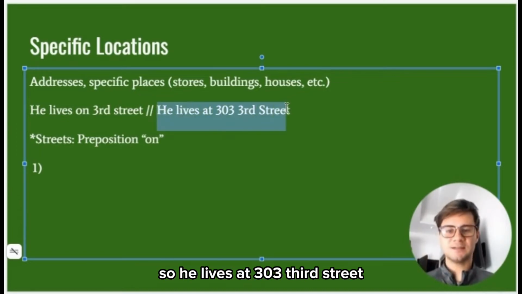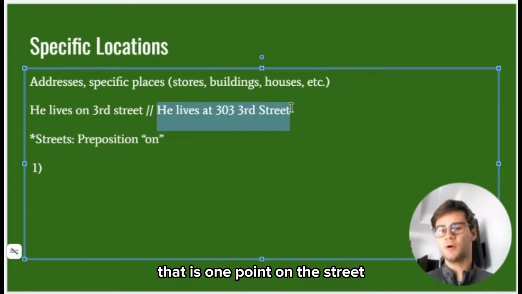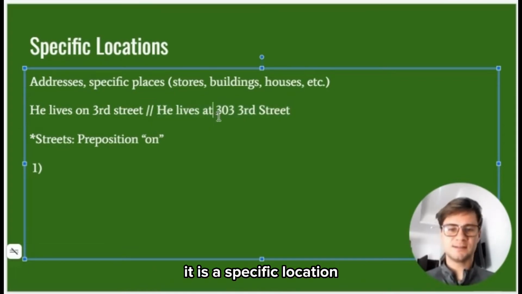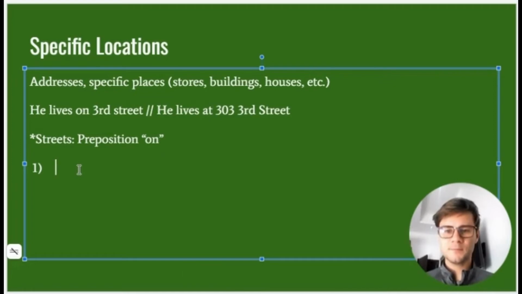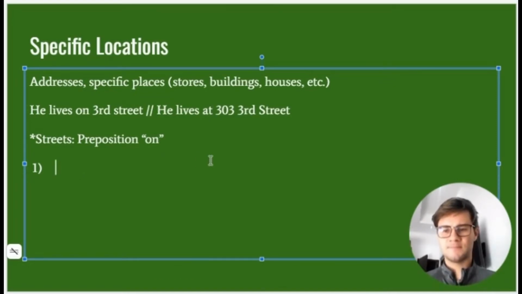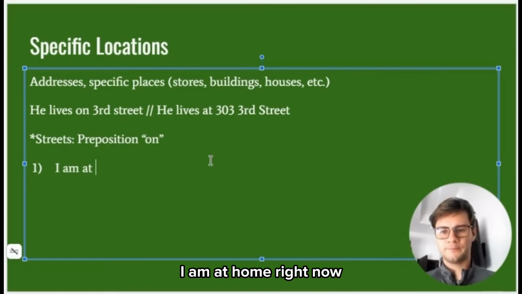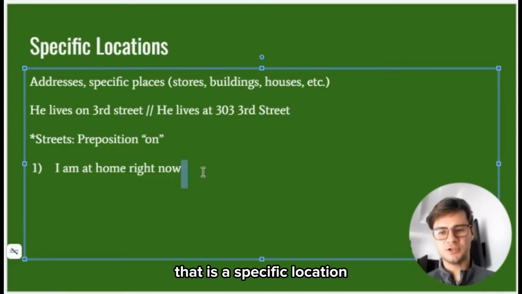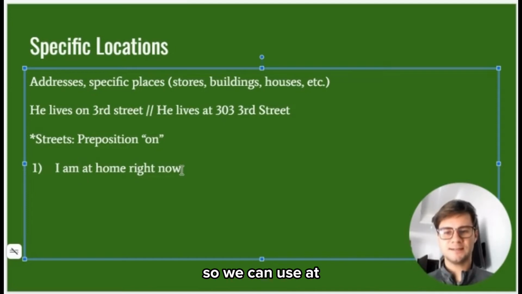So he lives at 303 3rd Street. That is one point on the street, and that's why we can use at. It is a specific location. So let's look at some examples. I'll start by saying I am at home right now. Right, so home would be my house or my apartment. That is a specific location, so we can use at.